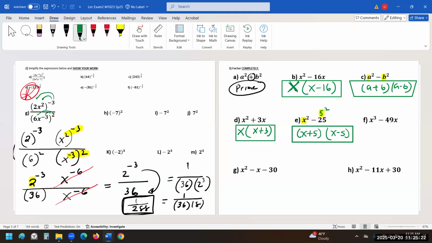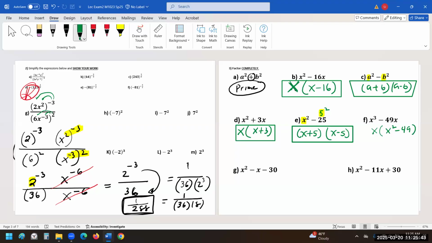The next one, it's not a perfect square yet because we have a cubic function. And you see GCF x in both terms. So first step, you factor out a GCF and you get x squared minus 49. And then many people stop. Why would you stop if you still have something that is factorable?